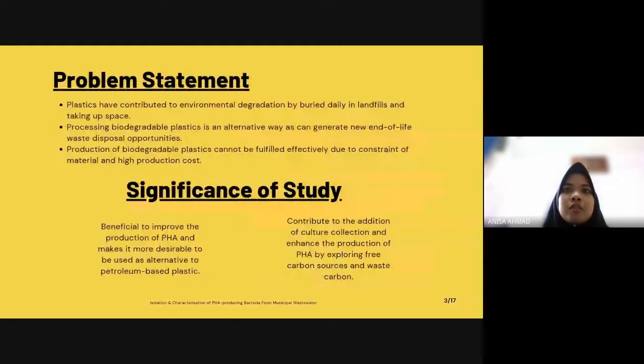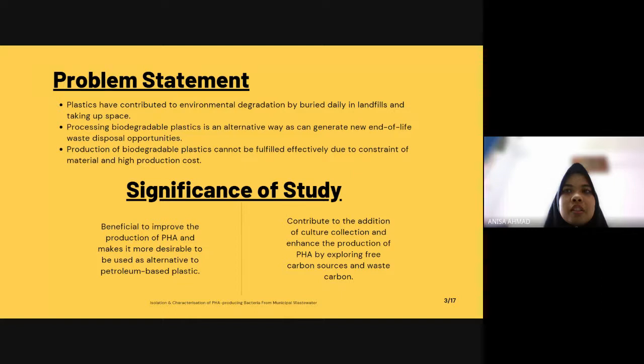Plastic has contributed to the environmental degradation by being buried daily in landfills and take-out spaces. Processing biodegradable plastic is an alternative way as it can generate new end-of-life waste disposal opportunities. Besides, the production of biodegradable plastic cannot be fulfilled effectively due to the constraints of material and high production costs.